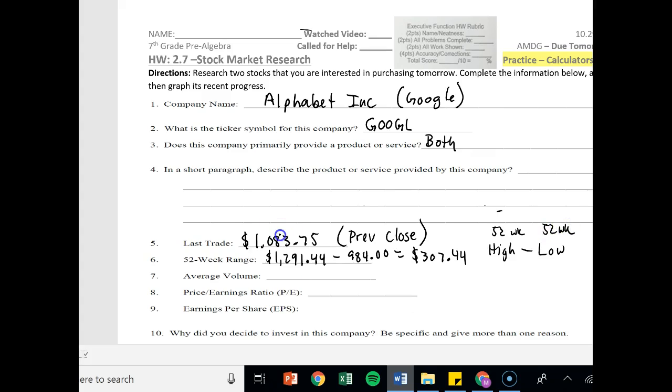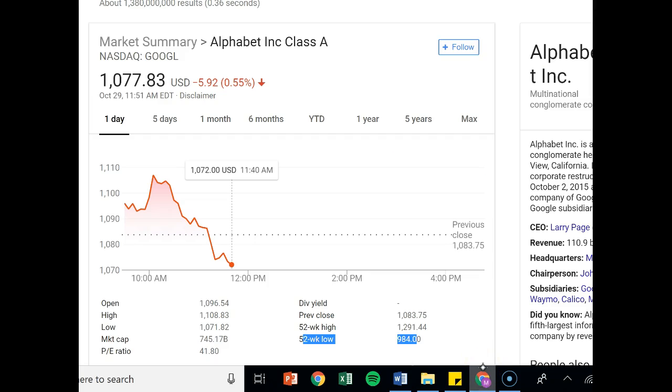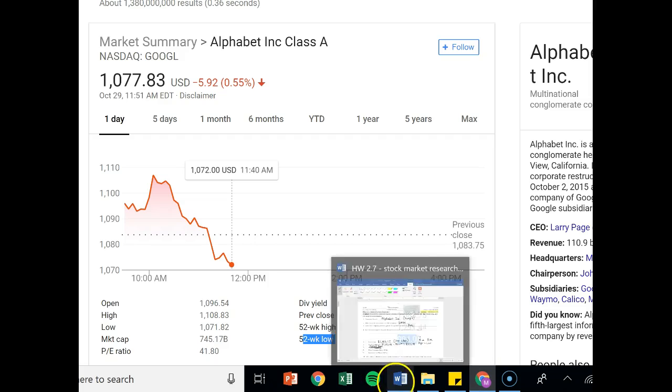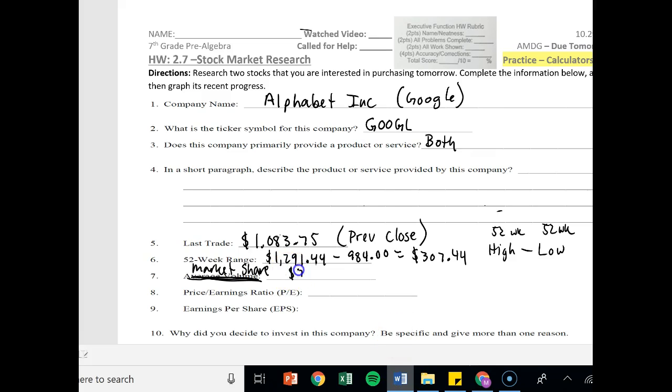For average volume, I'm actually going to ask you to edit this and put the market cap instead. So I believe that's the next thing we want. Market capitalization: how many shares in total? What's the total amount of money out there? You can find that right there. The market cap is $745.175 billion in shares out there. Make sure you put billion after that.